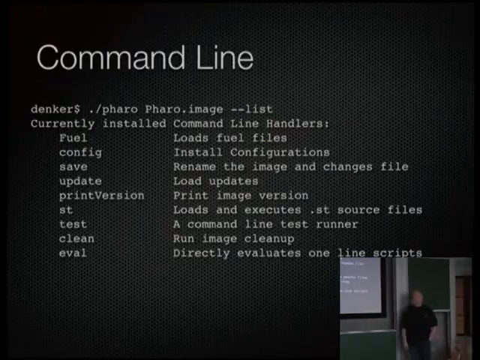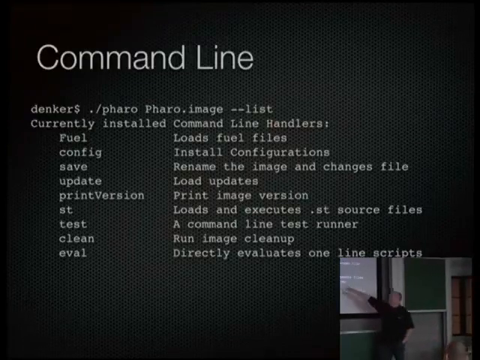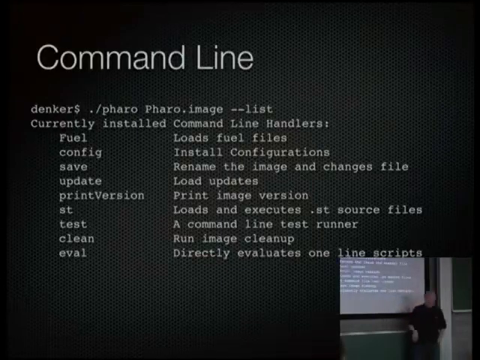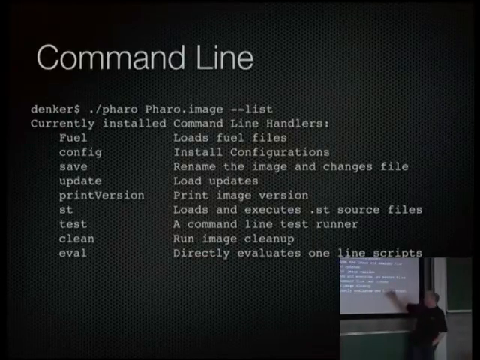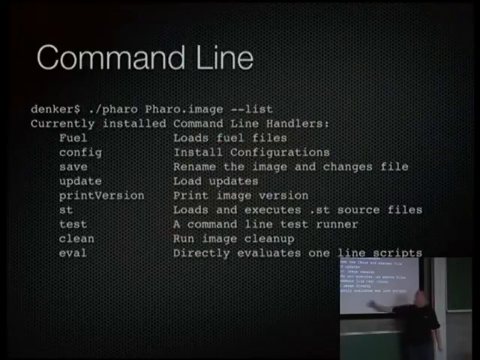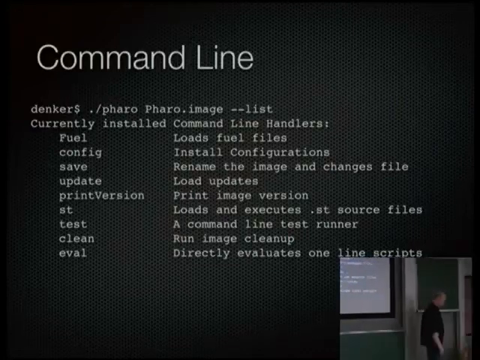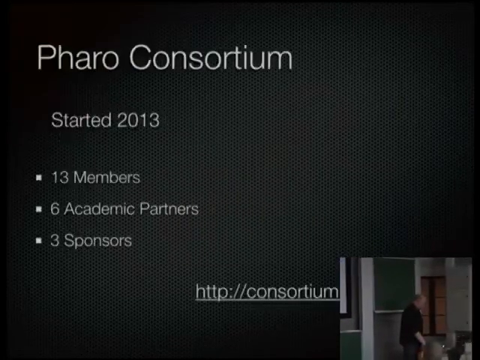So you can just say Pharo update, and then it loads the code update. You can print the version, and it prints out the version, and then Jenkins can use that. Or, for example, we can run the tests from the command line, which is used in the build server, of course. You can do image cleanup, or you can just evaluate a Smalltalk expression. Very nice.